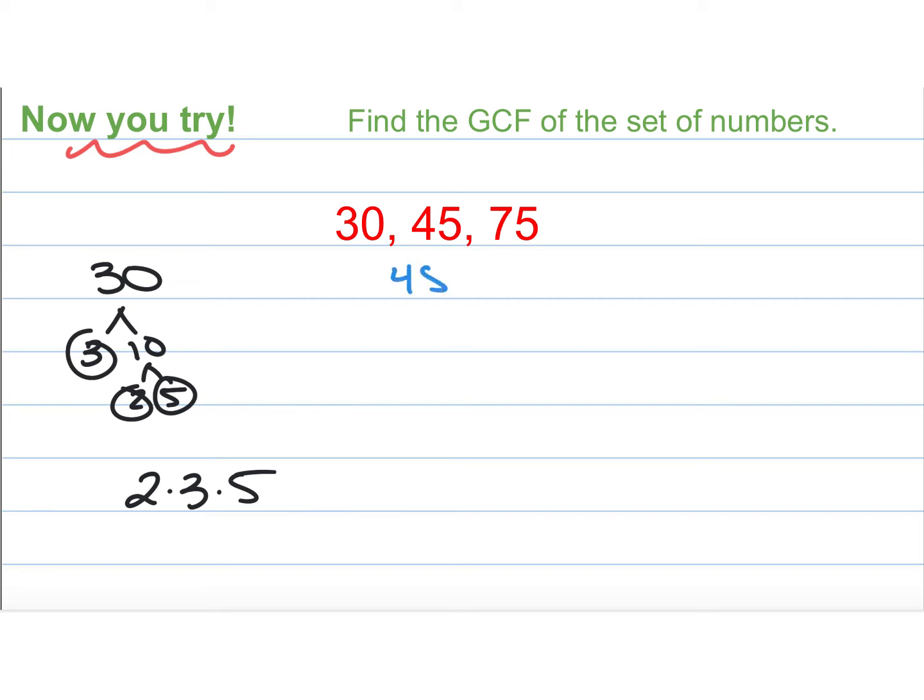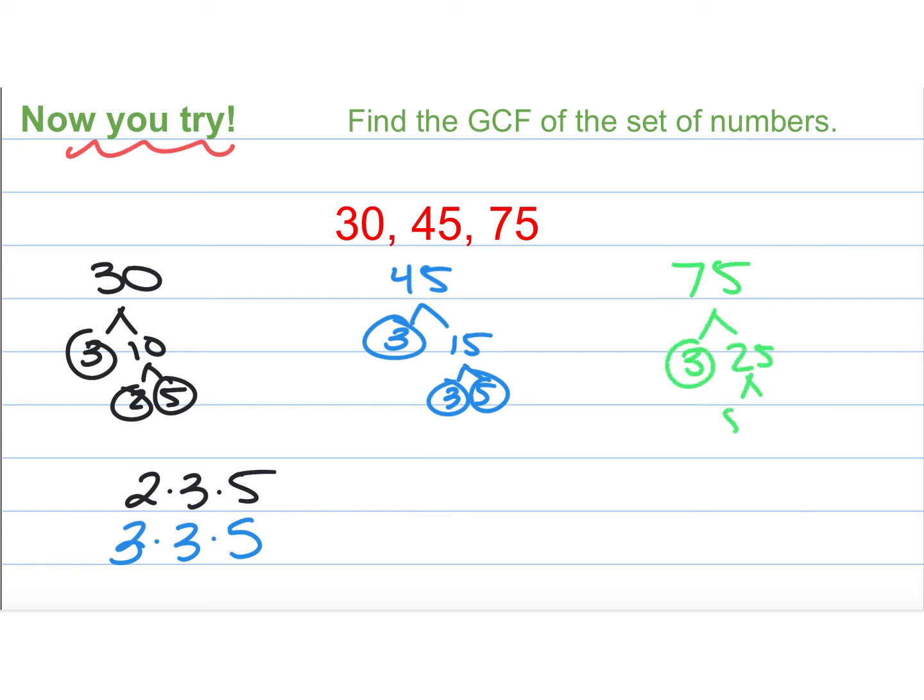For 45, I'm going to prime factorize this one. So again, I'm factoring until I end up with only primes left. Then I'll write those. Again, you can check them to make sure you did it right by multiplying those back and seeing if they make that product.